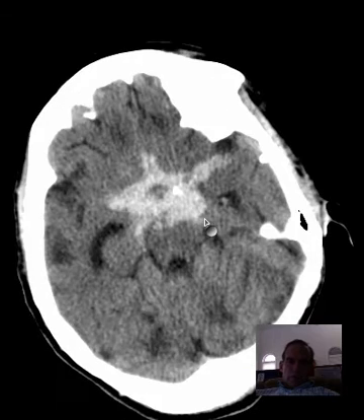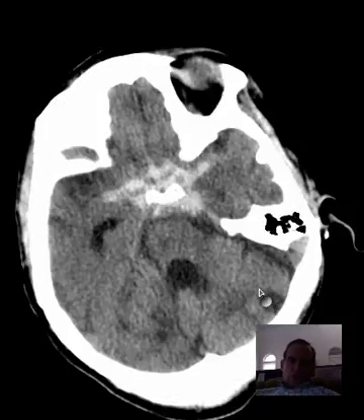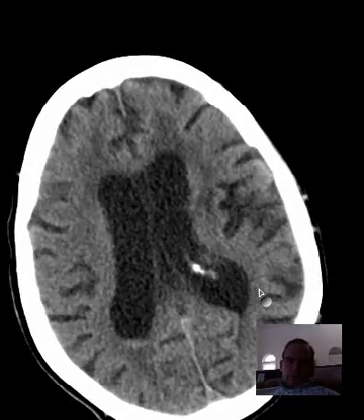Here you have old infarcts. See, there's no mass effect and they are fairly dark, just about as dark and low attenuation as CSF, so that tells you that they are old. Here's a small chronic old cerebellar infarct.